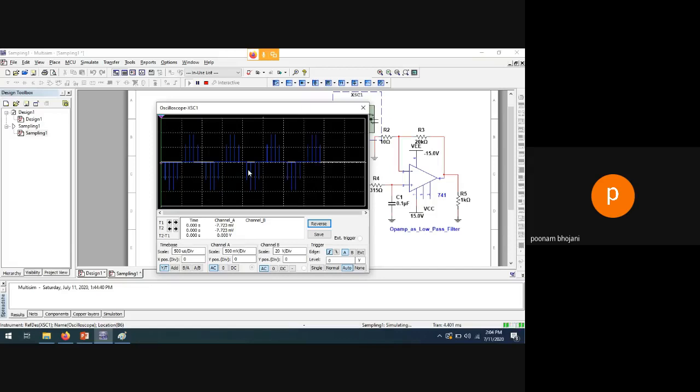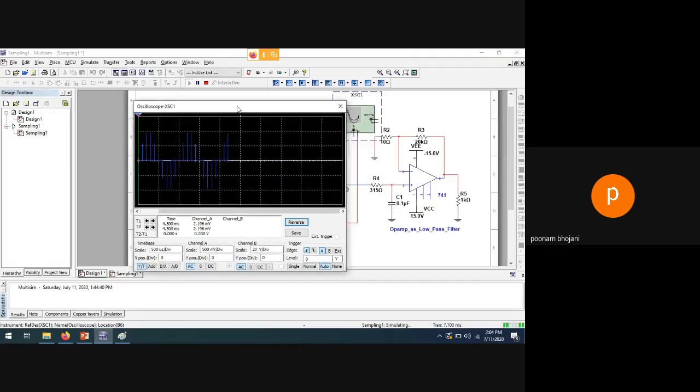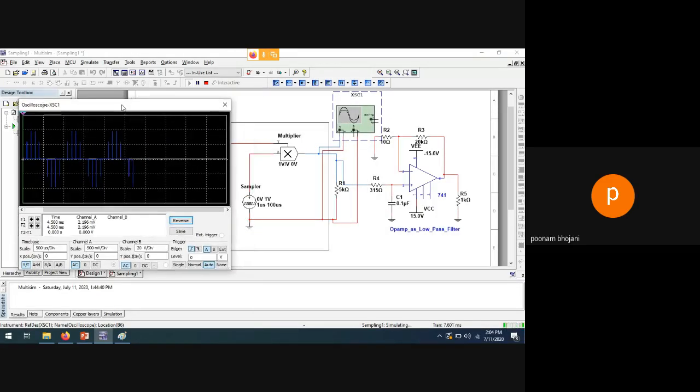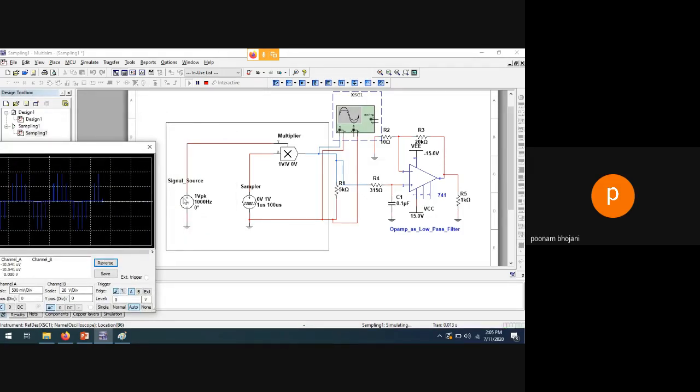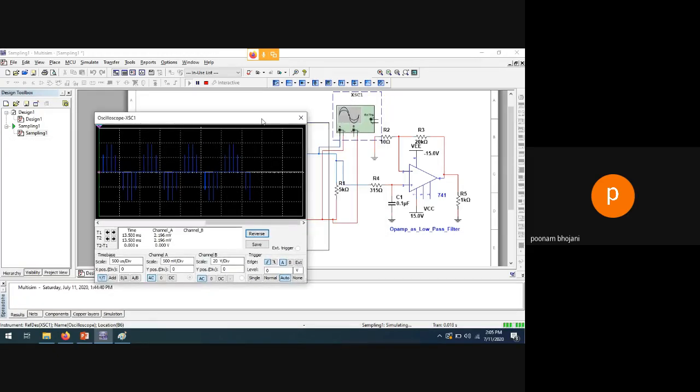See, this type of sampling signal we are transmitting from the transmitter side. But on the receiver side, what do I want? I want this type of sine wave, 1 volt signal, 1000 hertz frequency sine wave. So I want this type of signal at the output side. So are we getting the same after this amplifier? We want to check it.